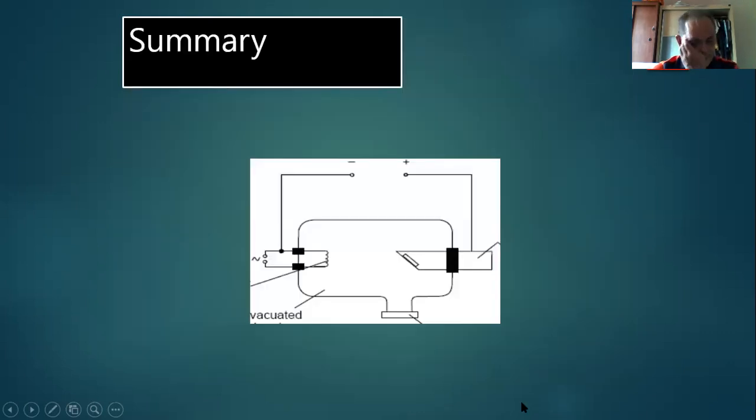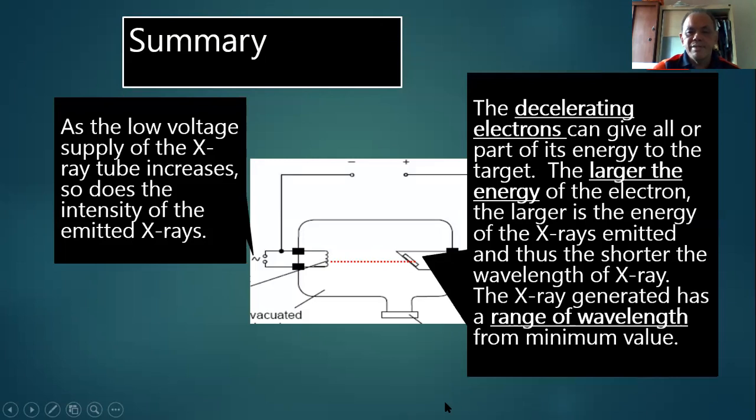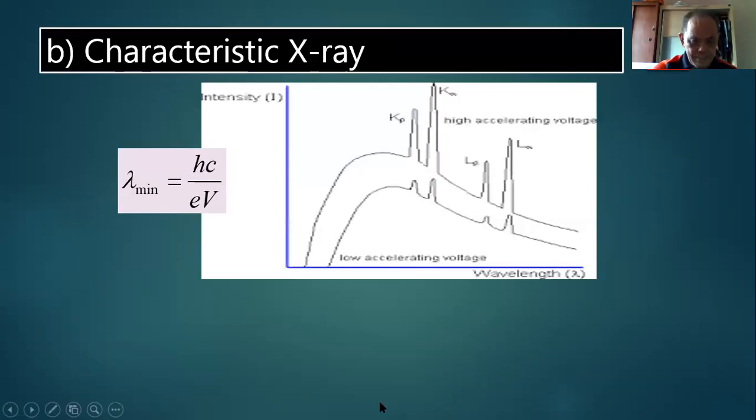Right? So to summarize, the power supply heats up the filament, and it determines the intensity of the X-ray. Electrons strike the target. The larger the energy, the higher will be the energy of the X-ray. So higher energy, remember, means shorter wavelength. So we expect the X-ray coming out will have a range of wavelengths from minimum to maximum value.